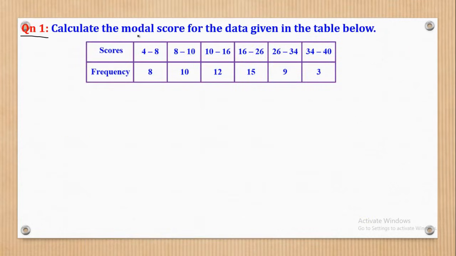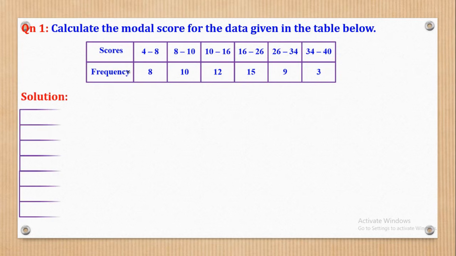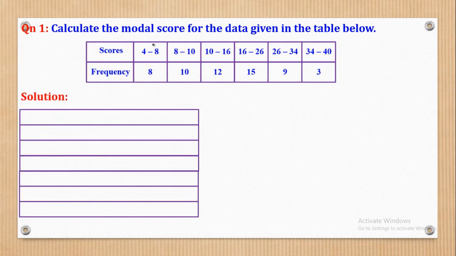Question 1 says, calculate the modal score for the data given in the table below. So the first thing to do is to realize that these widths are not the same, because from here to here, this minus this is 4, this minus this is 2. When you realize that, just know that it is unequal class width. Okay, so how do you deal with it?